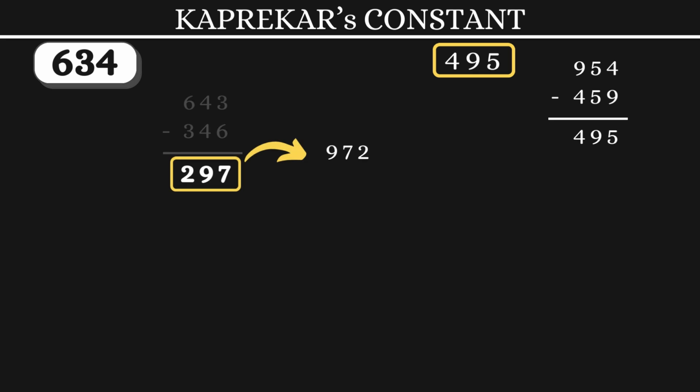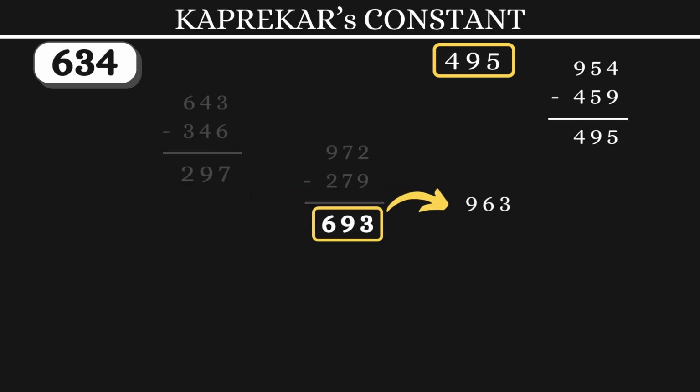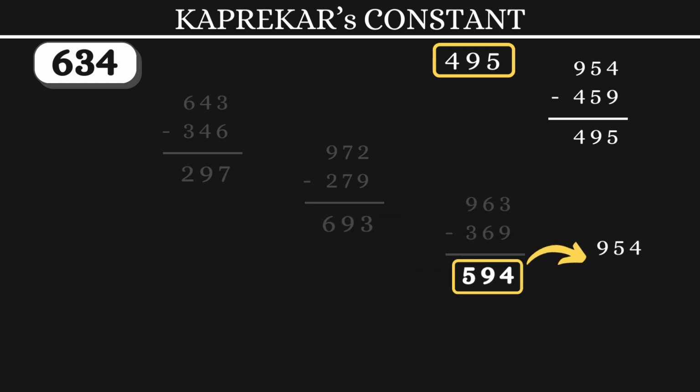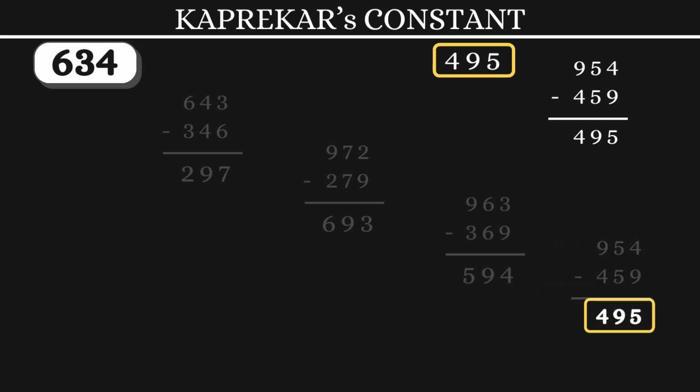Let's check out one more example before we close. 634. 643 minus 346 is 297. 972 minus 279 is 693. 963 minus 369 is 594. And 954 minus 459 will give our magic number 495.